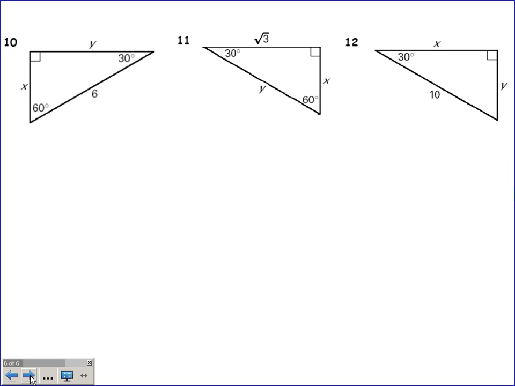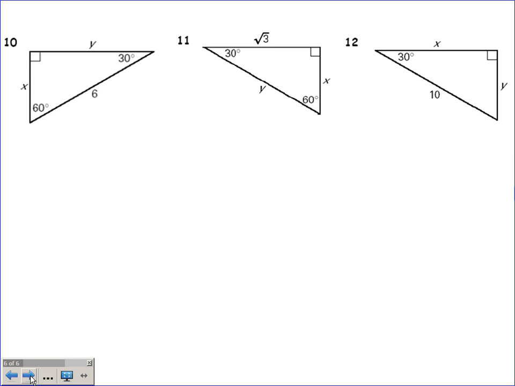Katie, which one of these do you want to do? Which one? 10, 11, or 12? Which one do you want to do? 11 or 12? 11? Okay. Rashad, which one do you want to do? 12? Excellent. Katie, number 10.